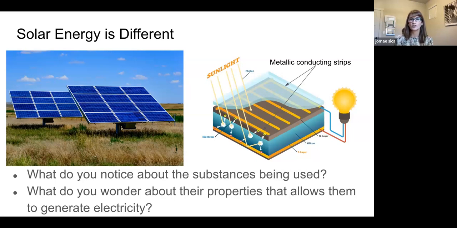And in this case, we're taking the sun's light, and we're using it to create chemical energy, which is eventually going to become electricity here. So again, we would want to stop and think about what do we notice about the substances being used here, and how might they be similar to some things that we saw earlier in the unit opener? And what do we wonder about the properties that allow them to generate electricity?